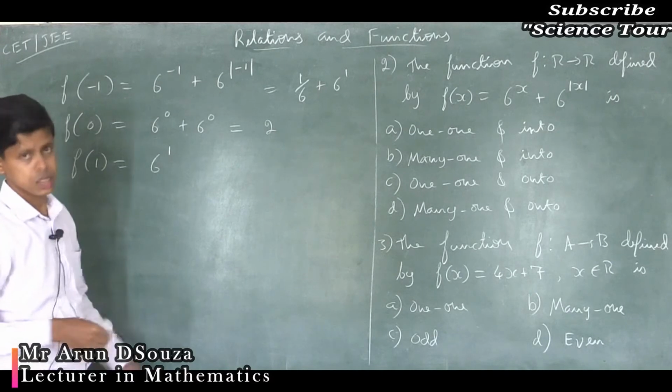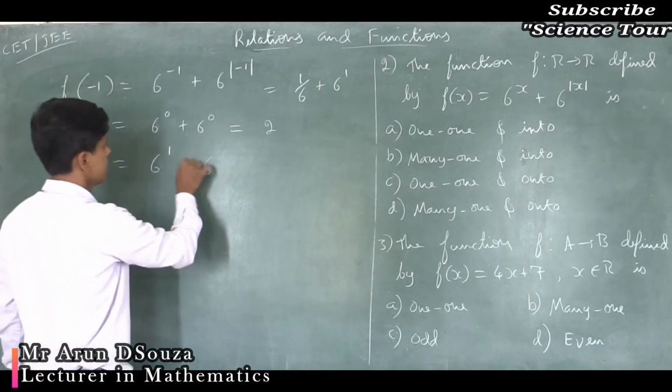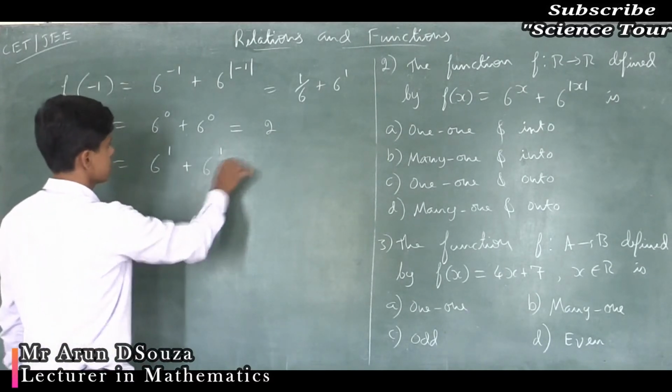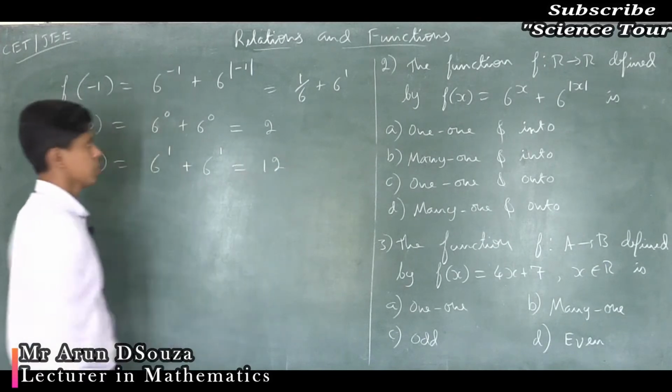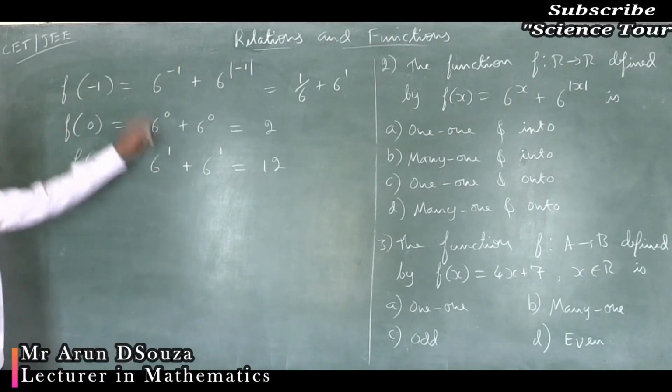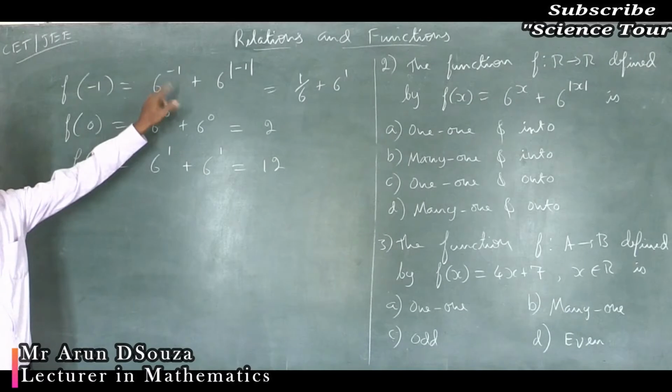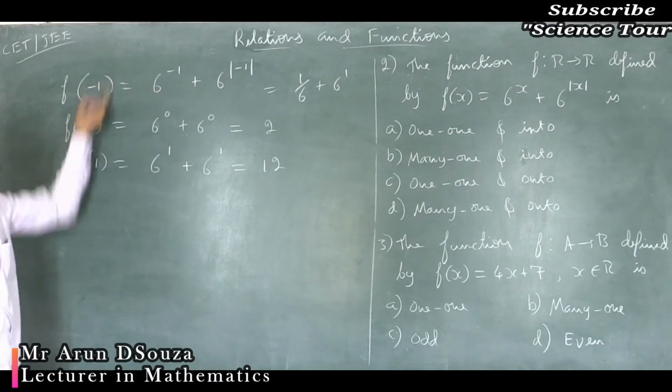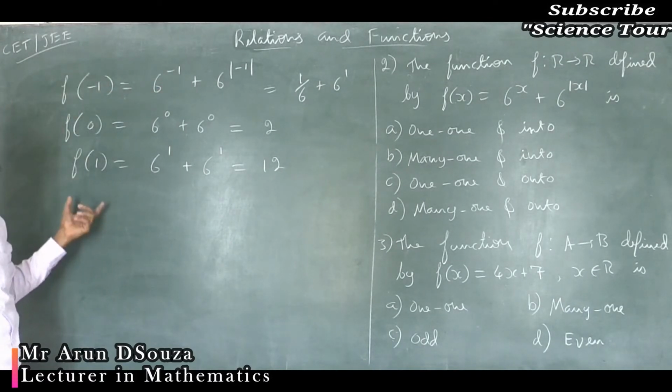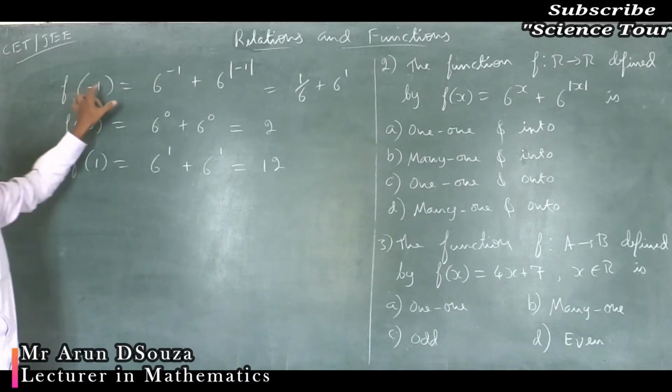So, this is 6 to the power 1 and then 6 to the power 1 itself, that is 6 plus 6, you are getting 12. Now, the only point of conflict is minus 1 and plus 1 or minus 2 and plus 2. So, there is no chance that you will get the same output.